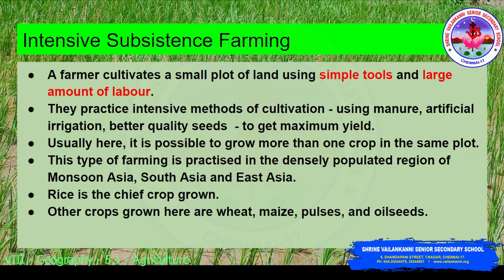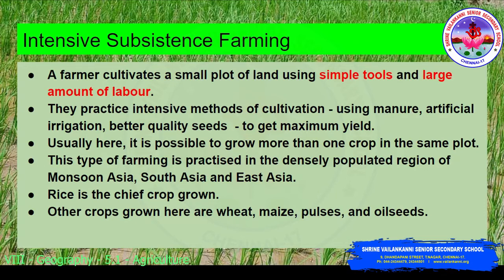Intensive subsistence farming. The farmer cultivates in a small plot of land using simple tools and a large amount of labor. That is, they practice intensive methods of cultivation. They use manure, artificial irrigation, and also opt for better quality seeds. Why are they using all these things? They want maximum yield.